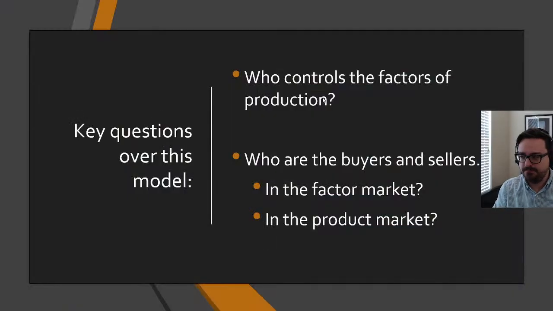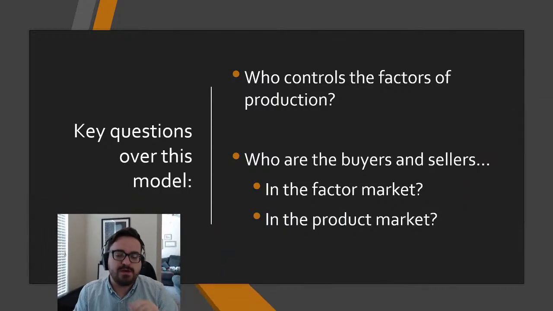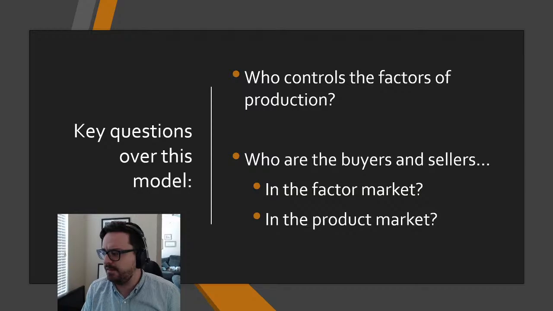So again, these are the big questions. These are the ones that catch people. First question that catches people. People tend to overthink this or just try and confuse themselves on it. Who controls the factors of production? There's two parts of this. One is who owns them initially, and two is who determines how to use them. You gotta understand both of those.